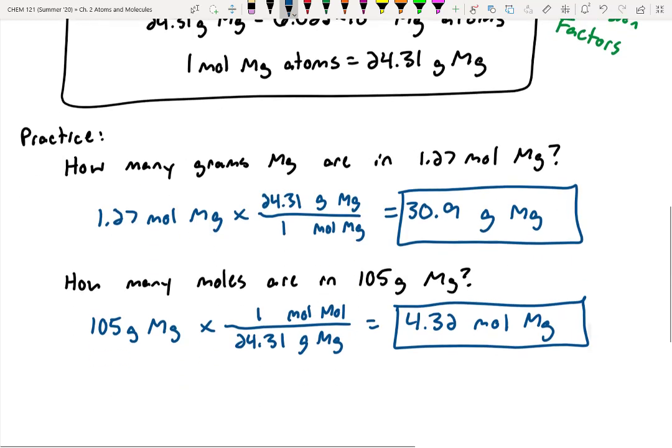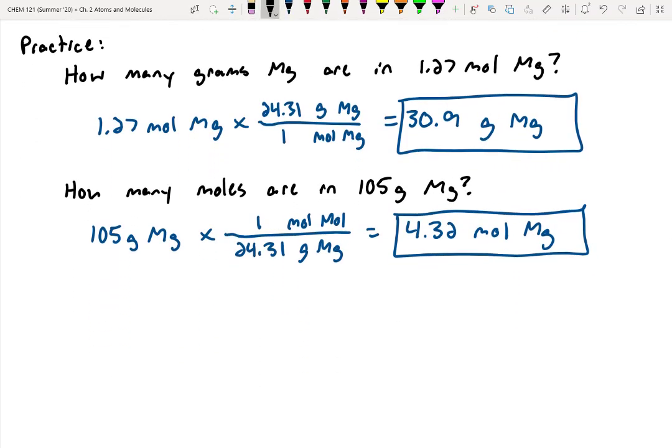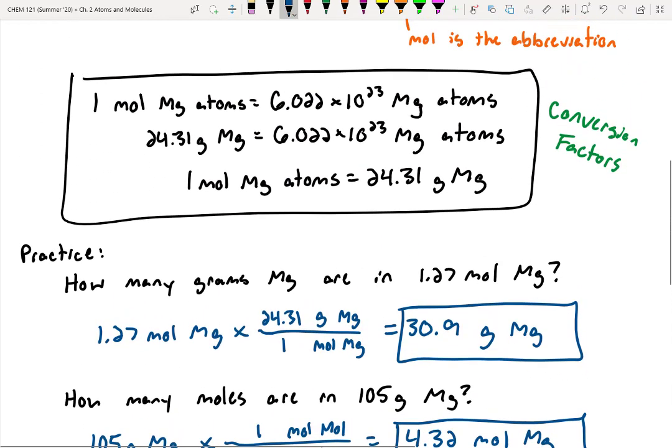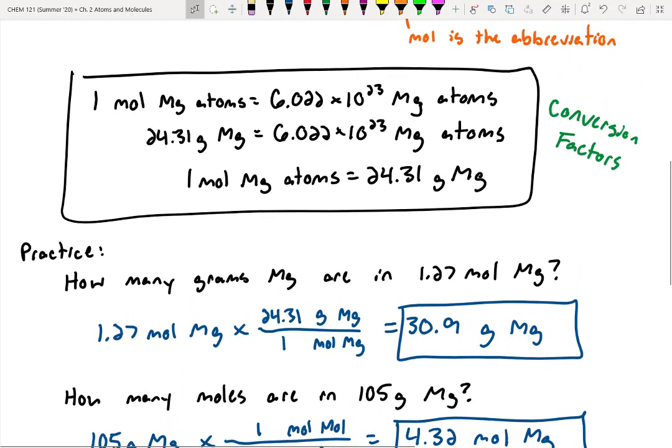All right, let's do one last harder one. And this one, I'm going to say, how many atoms are in 105 grams of magnesium? Well, we could just go from the moles we just solved for in the previous problem to atoms. But let's try to actually do it as a multi-step conversion, because this takes a little bit more practice. So I'd say 105 grams of magnesium. We need to cancel out grams, so I'll put grams of magnesium on the bottom.